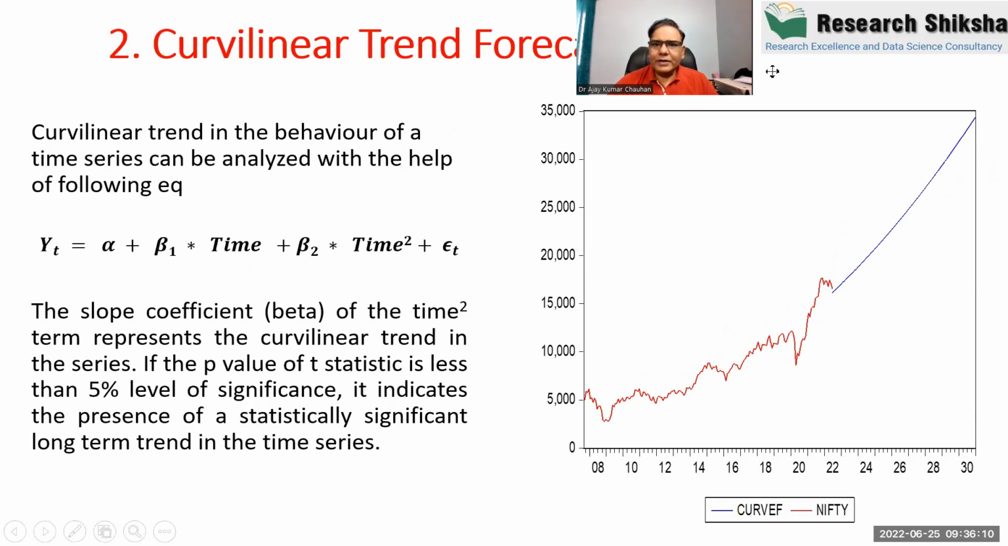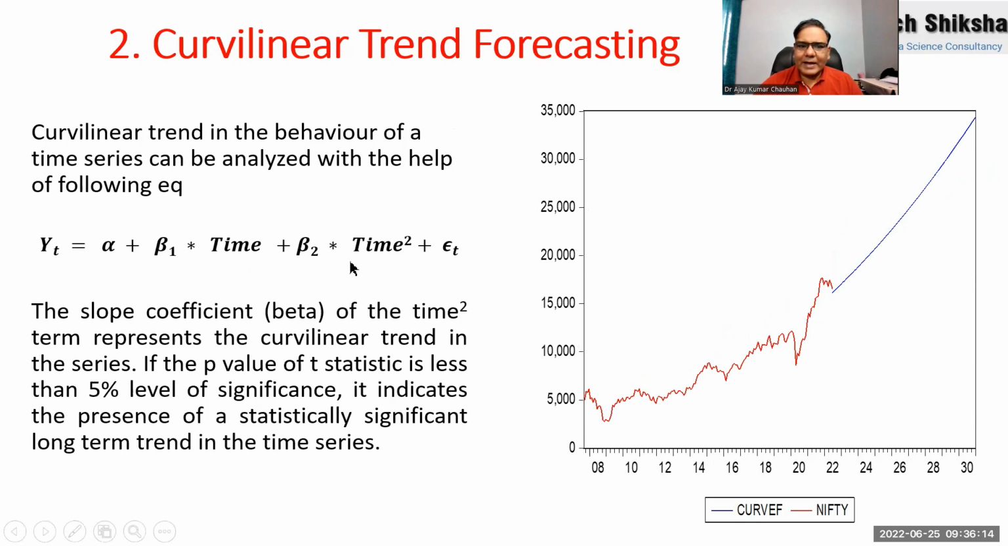Similarly, in curvilinear trend, we use the term time square. Up to simple time, it is trend. If we add the time square into the equation, this beta 2 will capture the curvilinear trend. If beta 2 is positive, it means upward sloping curve, and if beta 2 is negative, it means the curve is moving down. So beta 2 will tell you the nature of the curve. In case of positive beta, the curve will come like this. In case of negative beta, the curve will move like this. Whether it is significant or not will tell you whether the curvilinear trend is significant. So we will do the curvilinear trend forecasting also.